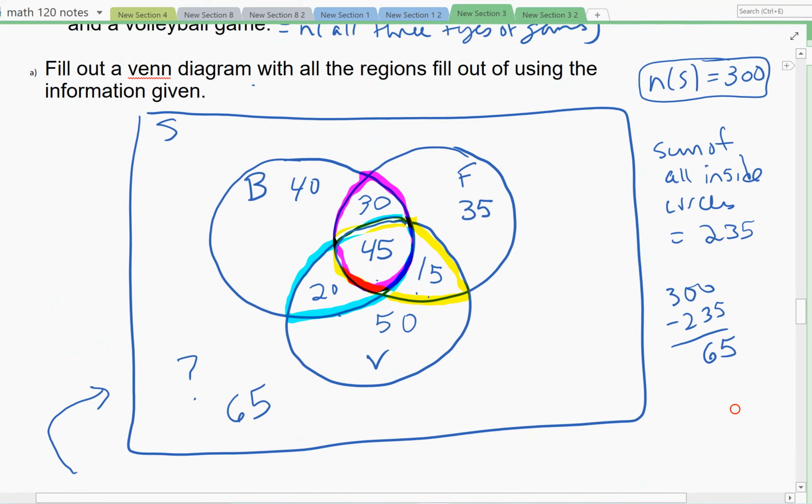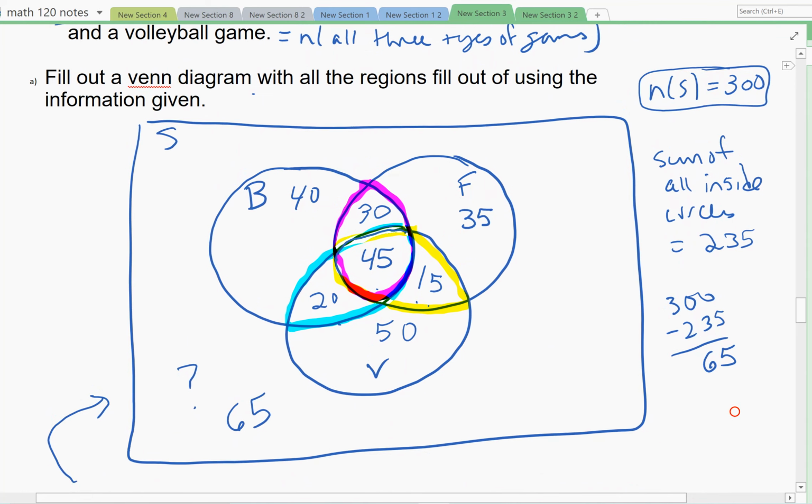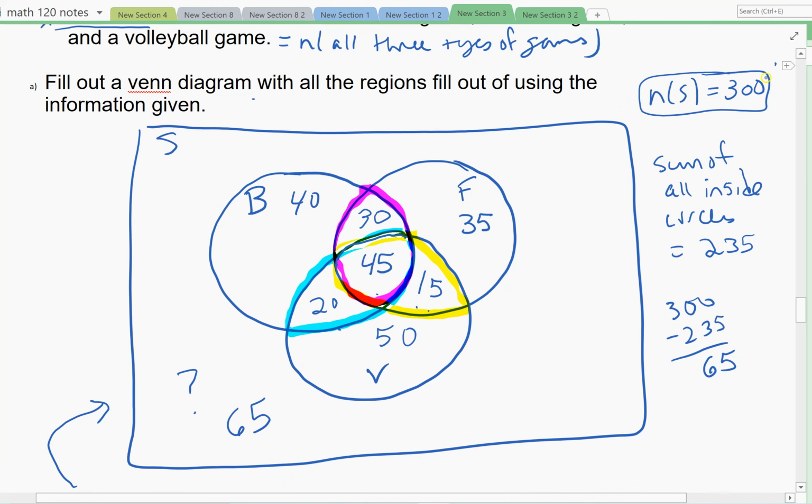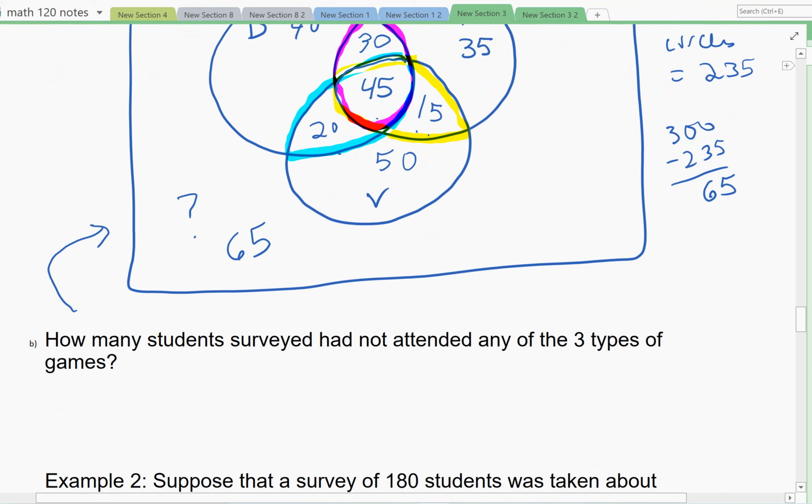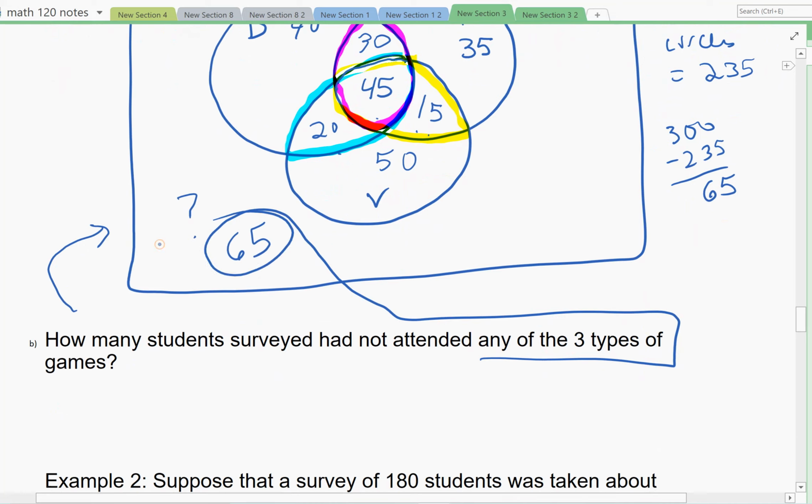So there's my filled in Venn diagram. If I add all my numbers together, they will add up to 300 and they're all in the appropriate region. So I know exactly how my questions were answered based on the picture. The last question I can answer: how many students surveyed did not attend any of those types of games? Well, that's that 65. 65 of the 300 students did not attend any of those games.